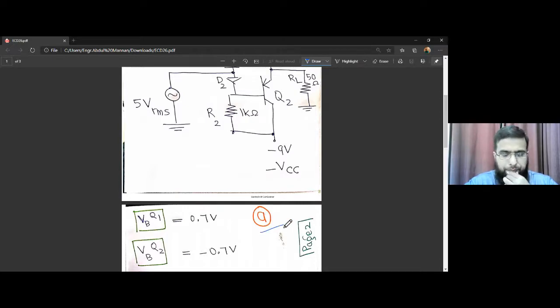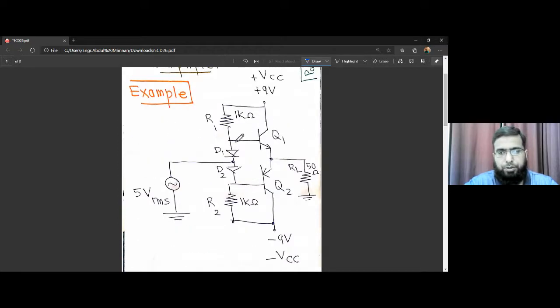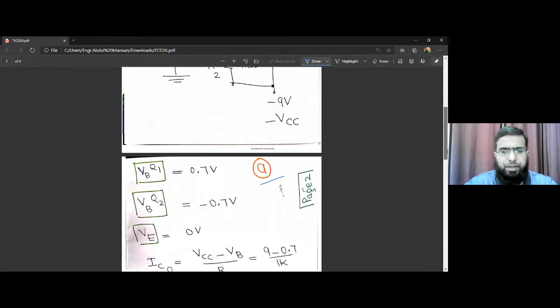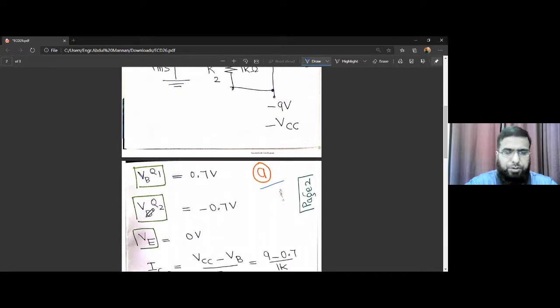In part A, we will find VB of Q1. So where is Q1? This one, and VB is this. We have to find this voltage VB. We know that since it's a dual power supply based system, the DC output voltage is 0 volts, and it's an NPN transistor where the base voltage is 0.7 volts higher than the ground, so it's 0.7 volts.